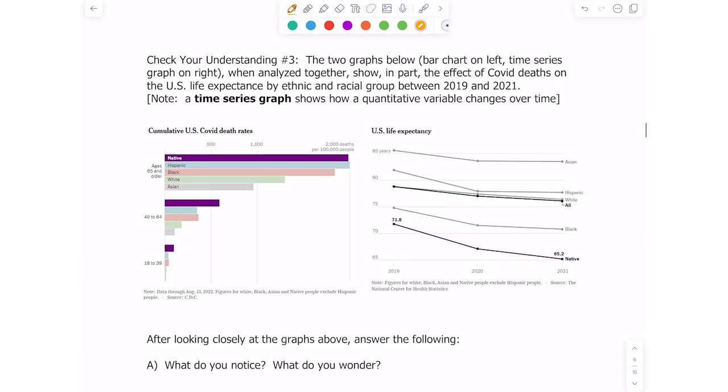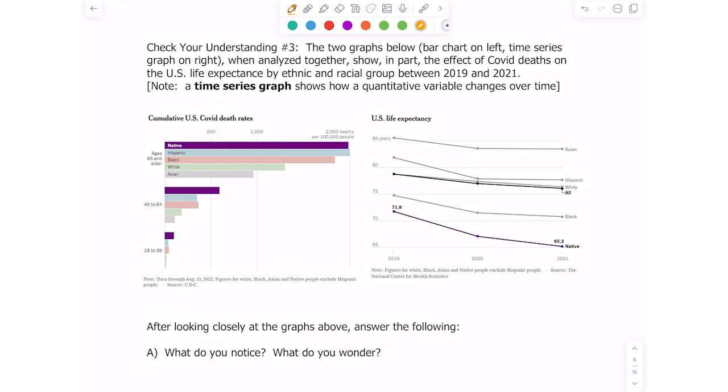Here's another problem that you can try on your own. And in this case, you have two other types of graphs. You've got a bar chart on the left, and you have what's called a time series graph on the right. Time series graphs just show how a quantitative variable changes over time, okay? Both of the graphs, when you look at them together, they just show the effect of COVID deaths on the US life expectancy by ethnic and racial groups between the years 2019 and 2021.